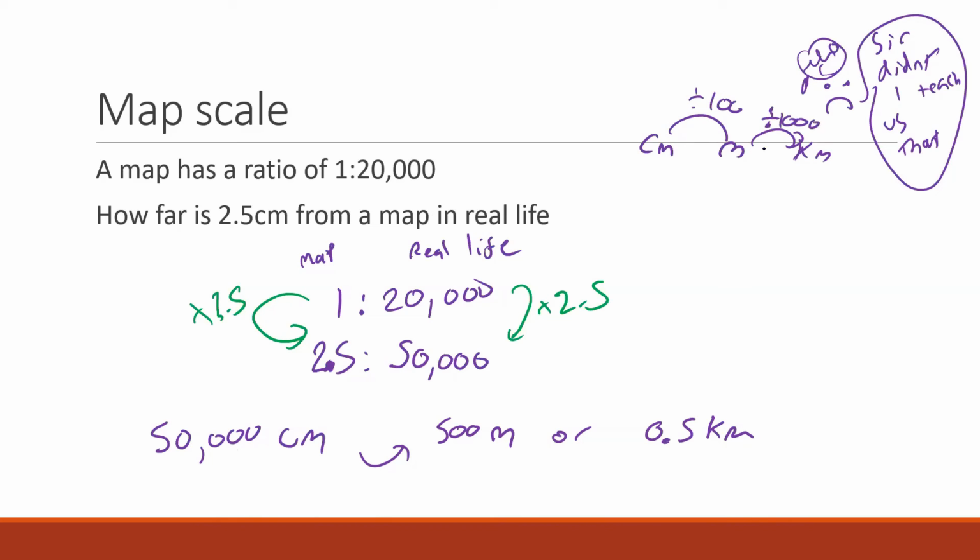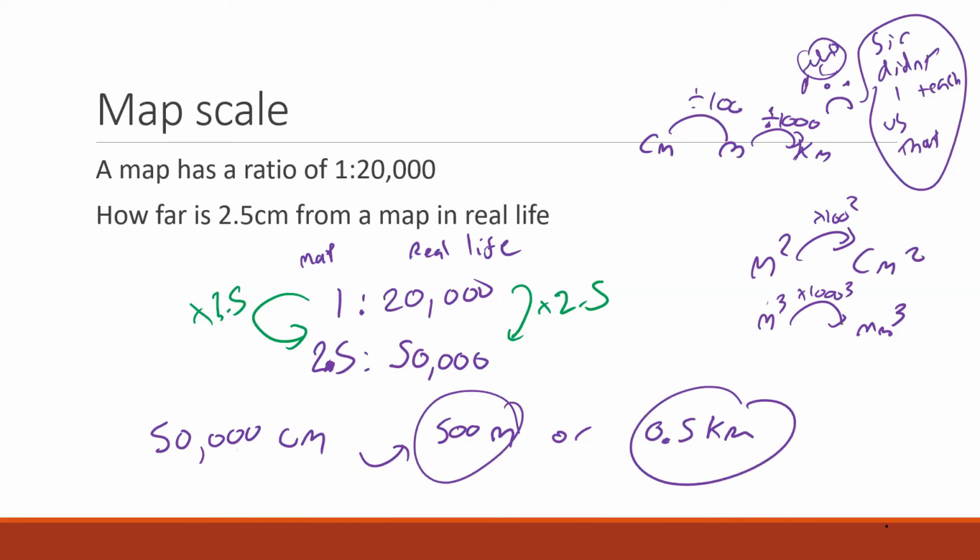Don't forget these conversions. Also, don't forget these conversions as well, or even these conversions. Remember what we talked about: this would be times 100 squared, and this would be times 1,000 cubed. Sometimes questions might ask you to put them in units that make sense. Ultimately, you're not going to measure something in 50,000 centimeters, but you might measure 500 meters, or 0.5 kilometers. Are there any questions on this?